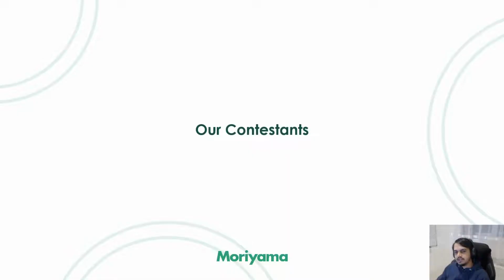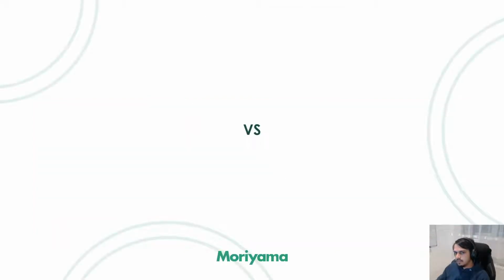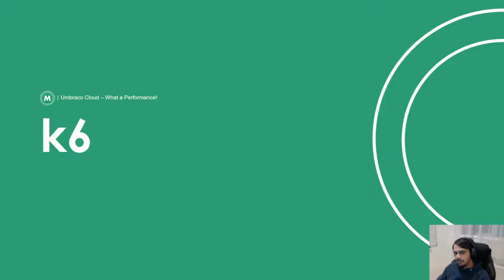So, our contestants for this stress test will be Umbraco 8, all three tiers with Paul Seal's Clean Starter Kit installed, and we'll be pitting it against Umbraco 9 with all three tiers again, and the Clean Starter Kit by Paul Seal installed. So let's have a look at K6 and how we've configured it.